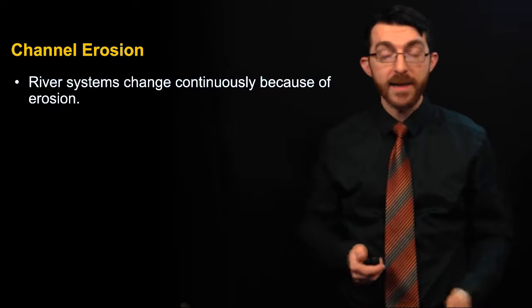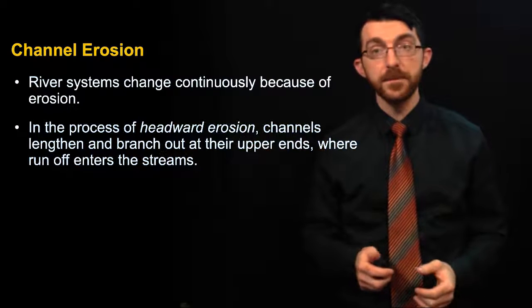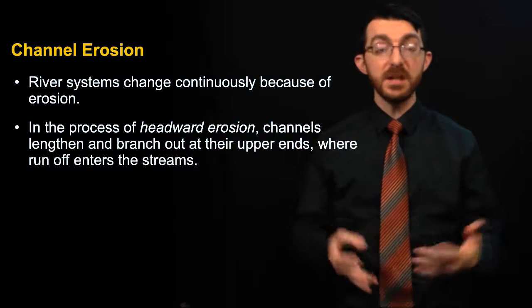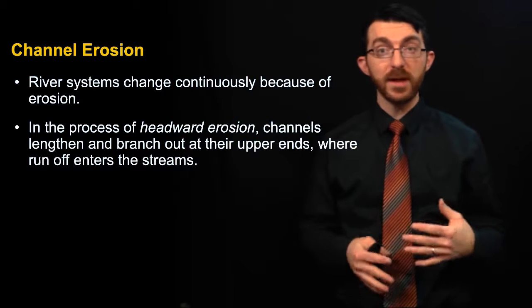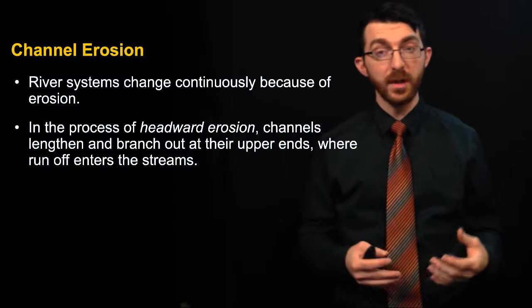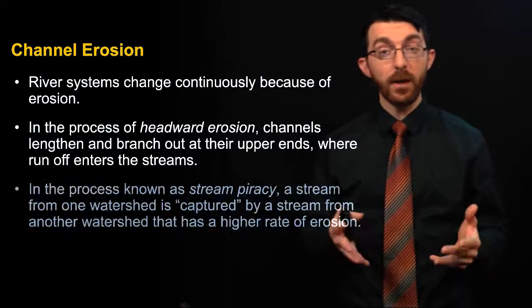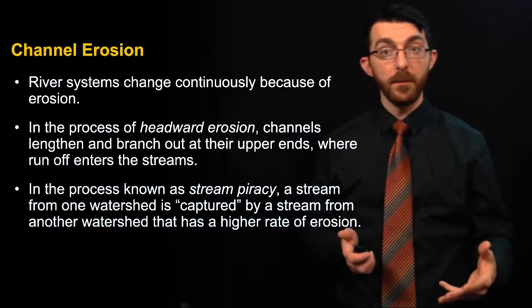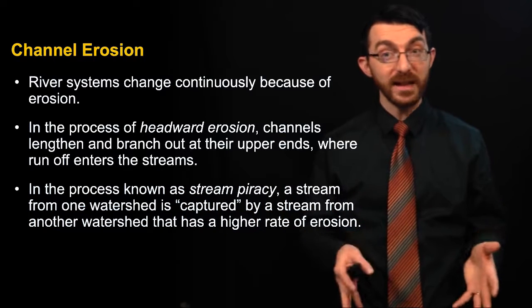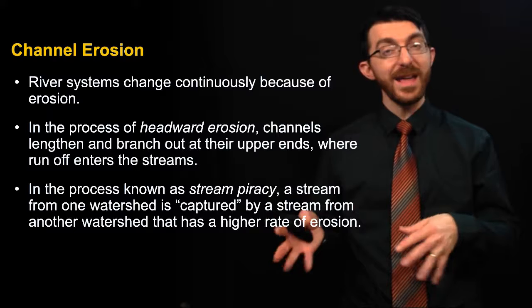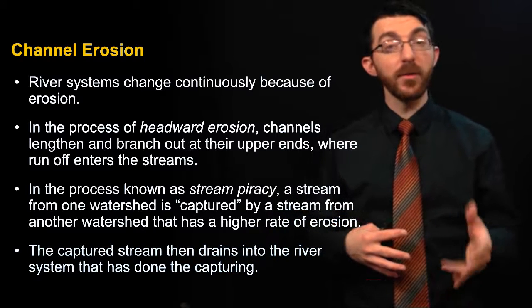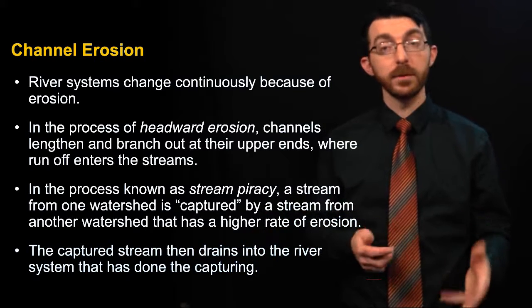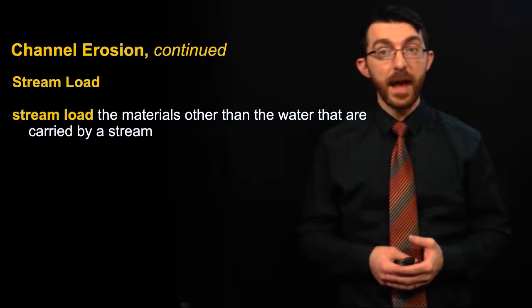So the stream channel gradually becomes wider and deeper as it erodes its banks and bed. River systems change continuously because of erosion. In the process of what's called headward erosion, channels lengthen and branch out at their upper ends where the runoff enters the streams. The process known as stream piracy is where a stream from one watershed is captured by a stream from another watershed that has a higher rate of erosion. The captured stream then drains into the river system that has done the capturing.